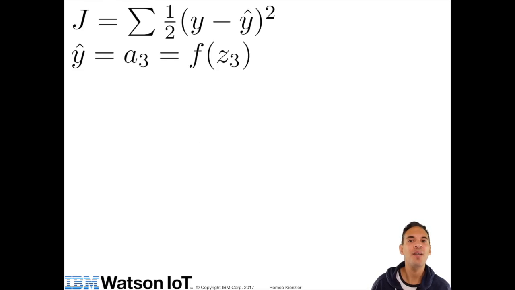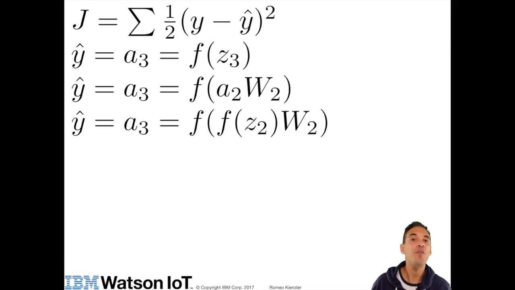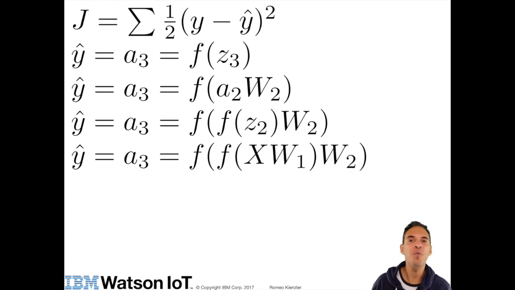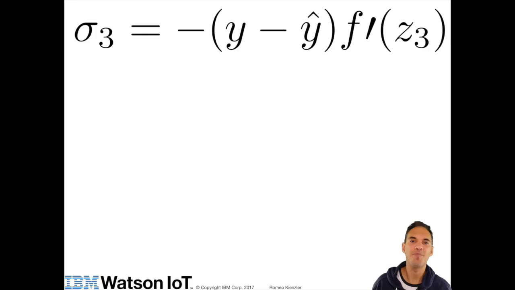So if we now have a look at how y hat is calculated, we notice that this is dependent on the activation function f and on z3. z3 is calculated by the activation of the previous layer multiplied by the weights of the actual layer. If we replace a2 by its definition, we obtain the following form. And if we replace z2, it's x multiplied by the weights of layer 1, and we obtain this form. Finally, we put this form into J and we obtain the cost function J based on all individual computations of the forward path of a neural network.